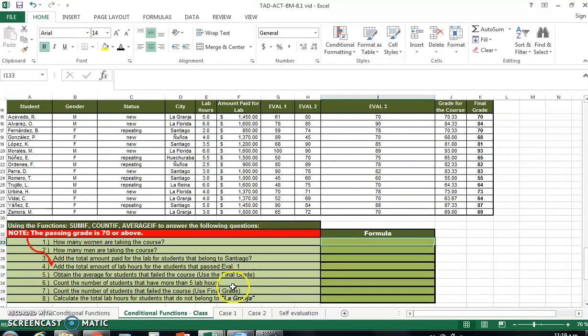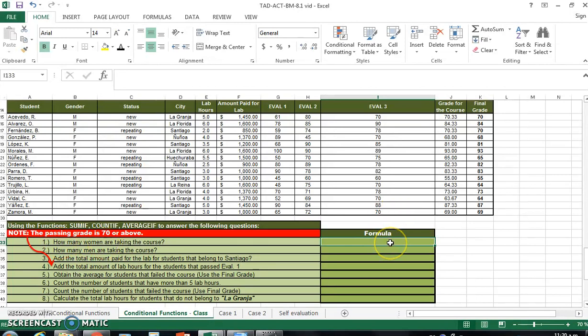This is the example. So we have here this information. It's about a class, and we need to calculate or answer these 8 questions. The first one: how many women are taking the course? How many means using the function count, but not for the whole class, only for the girls.